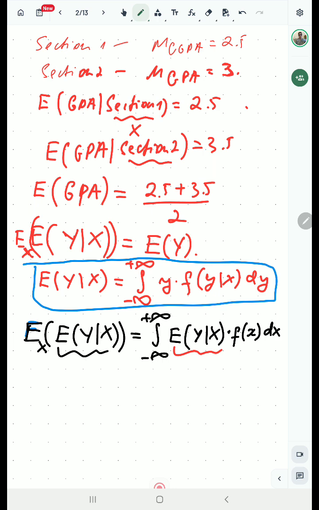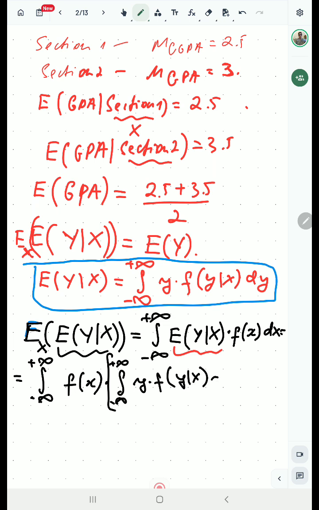We know that the expectation of y given x is basically the integral of y times the conditional density. So let's replace that. This is equal to fx, and let me move fx to the beginning, times the definition of the conditional expectation, which is the integral from minus infinity to positive infinity, let me use a square bracket here, of y times f of y given x dy, and then I'm going to sum over x's.